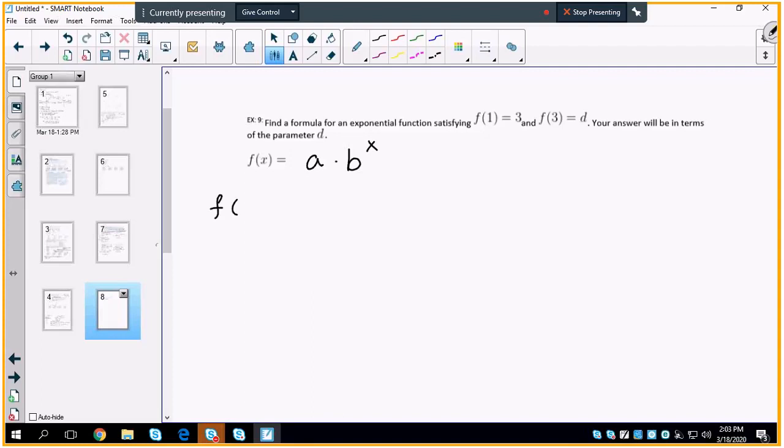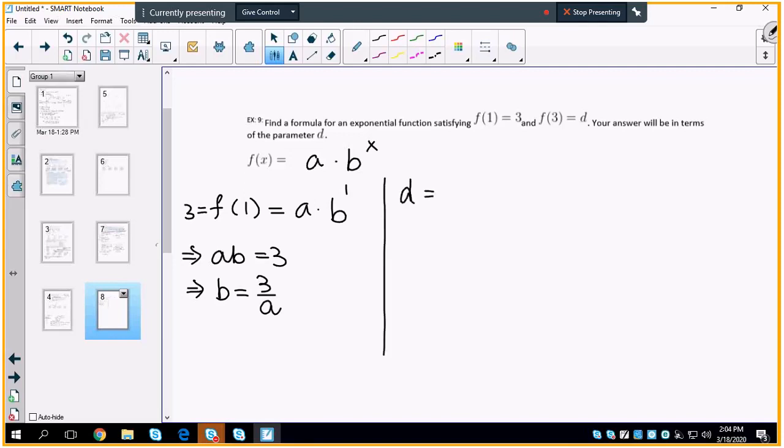f of 1, you know, that is 3. So 3 equals f of 1, which equals a times b to the power 1. So I get a times b equal to 3, so b is equal to 3 over a. There is one other piece of information, and that is d equal to f of 3. But what is f of 3? If I put 3 in the original expression, I get a times b cubed. But remember, we just saw b equals 3 over a.